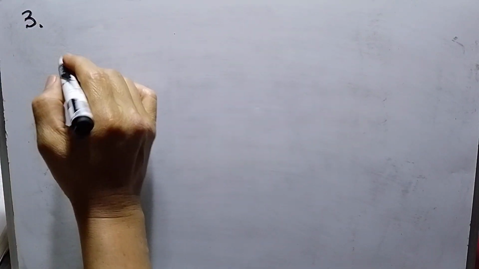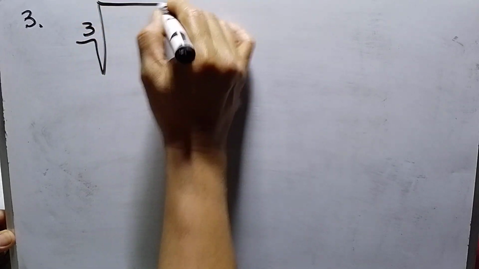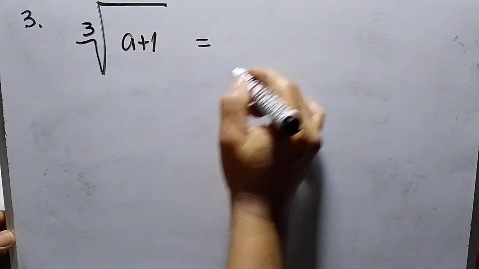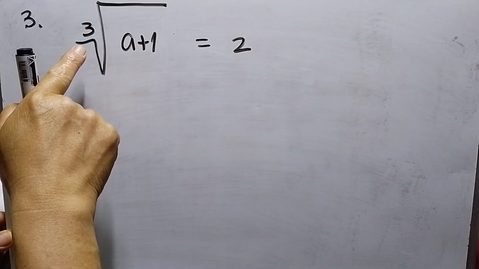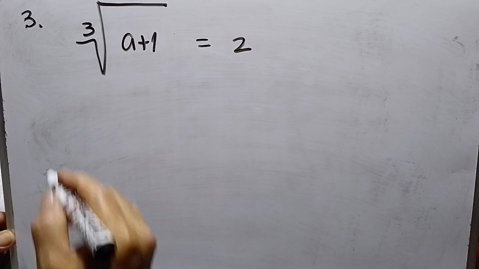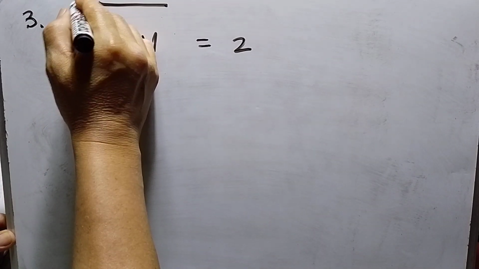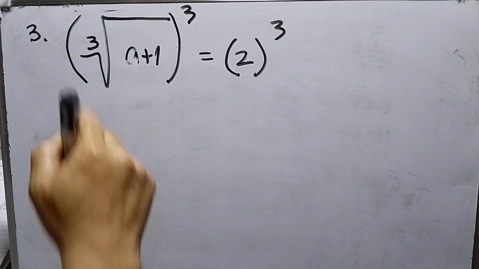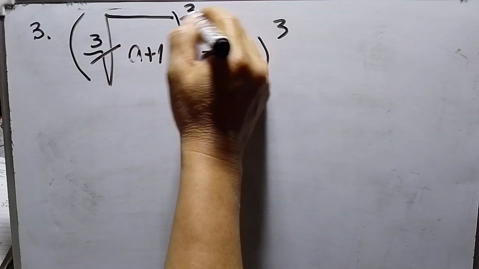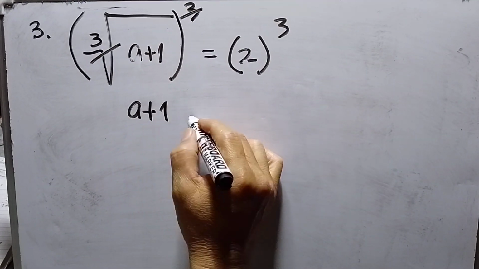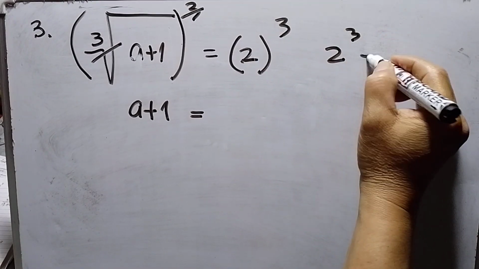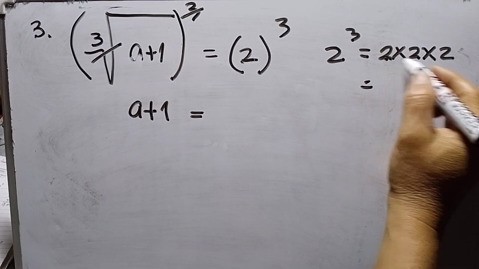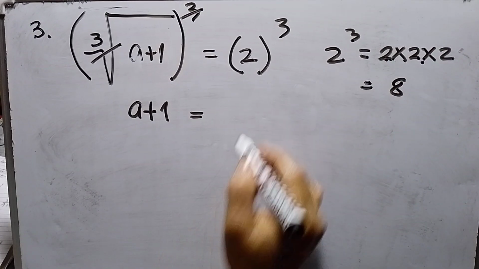Number 3 is cube root of a plus 1 is equal to 2. Since this is a cube root, I need to cube both sides. So cube both sides, so the symbol of the cube root will be eliminated. So I have here a plus 1 is equal to 2 to the power of 3, meaning multiply itself 3 times. So 2 times 2 is 4, times 2 is 8. So this will be 8.